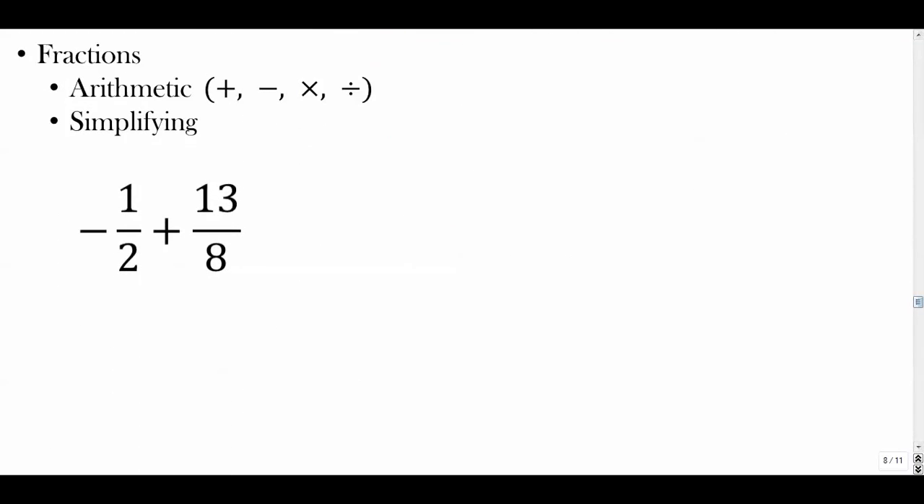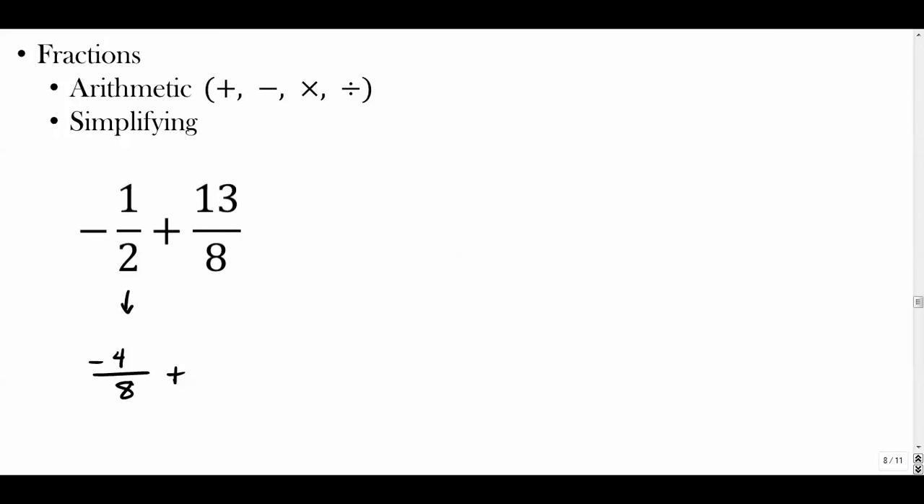Alright, let's get into some fractions. This is not even algebra, this is like pre-algebra stuff, 7th, 8th grade stuff, maybe even younger. Let's start with some arithmetic. Add, subtract, multiply, divide. When we add fractions, we want to find, of course, common denominators. In this case, our common denominator is probably going to be 8. So I need to change this one to something over 8, which is -4/8.